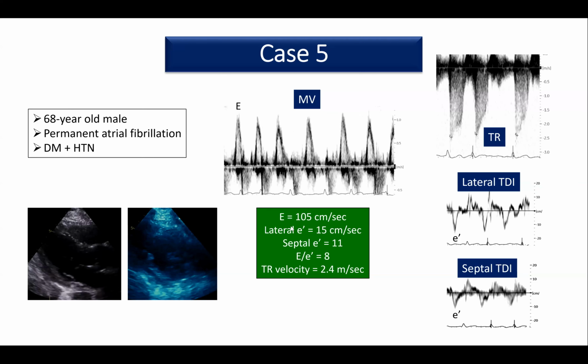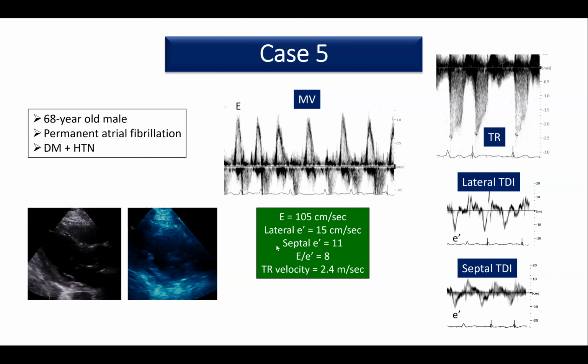So looking at this patient, you can see the E velocity is 105 centimeters per second on average. The lateral E prime, as you can see here, is quite healthy, on average about 15 centimeters per second. Also a healthy septal E prime, which is 11 centimeters per second. And the E/e' ratio is perfectly normal at 8. And you can see the TR velocity at 2.4 meters per second. So all in all, you really see good relaxation properties of the left ventricle, a normal E/e' ratio, a good TR velocity.